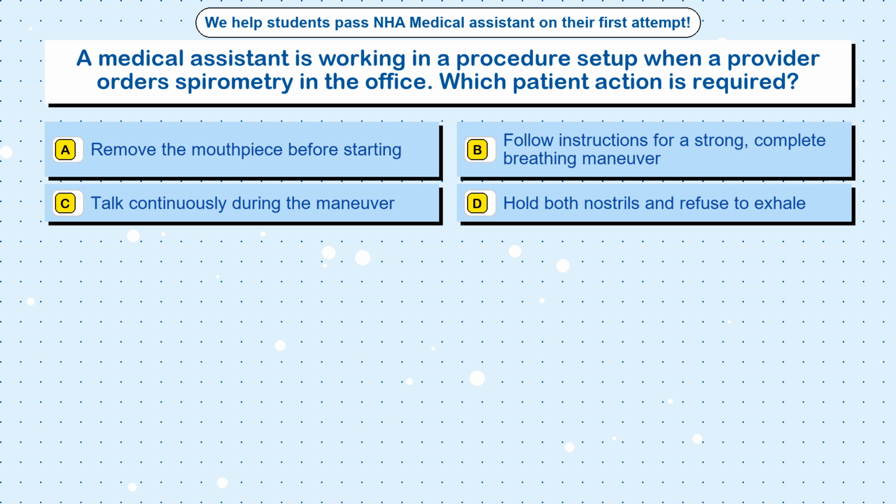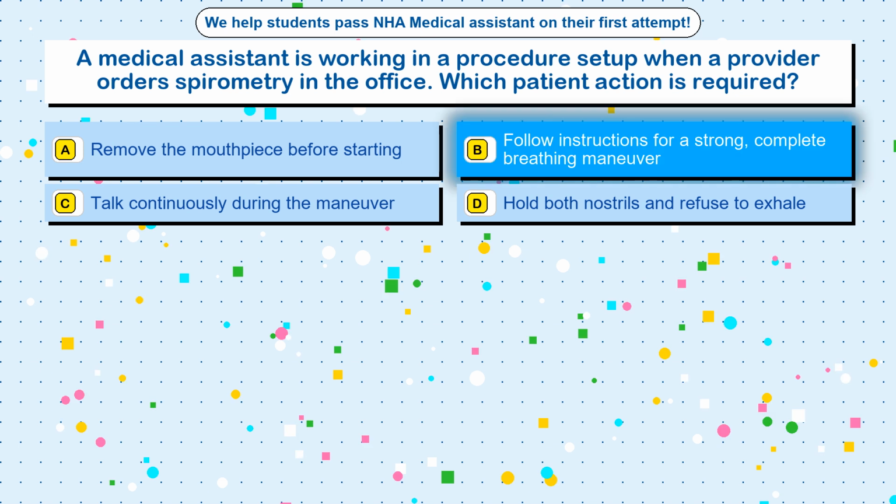Option C. Talk continuously during the maneuver. Option D. Hold both nostrils and refuse to exhale. The correct answer is option B. Follow instructions for a strong, complete breathing maneuver.